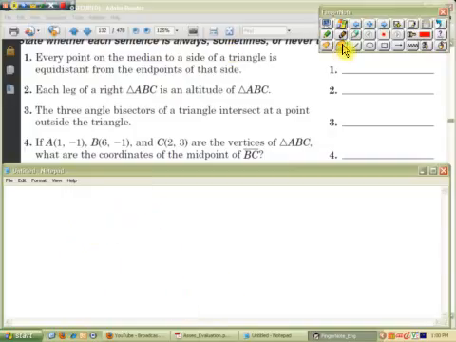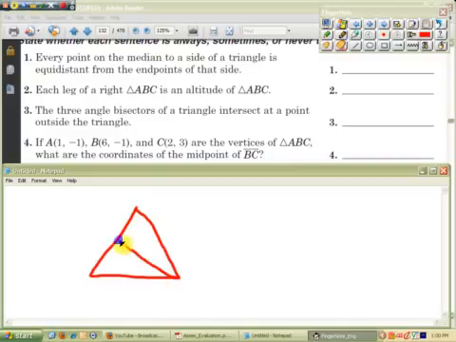Number three, three angle bisectors of a triangle intersect at a point outside of the triangle. This is never the case because an angle bisector splits an angle into two equal halves. And all three of these angle bisectors have to be inside of the triangle, not outside of the triangle.